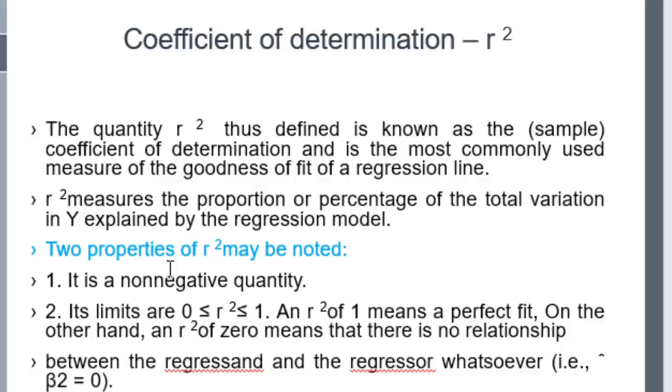Two important properties of R square are: it is a non-negative quantity, and it lies between 0 and 1. 0 means no correlation, that is, there is no relationship between the regressand and the regressor. If beta 2 equal to 0, then R square equal to 0. If it equals 1, there is a perfect fit. These are the two important properties. It is a non-negative quantity and equal to 0 if there is no relationship between the regressand and the regressor, then the R square will be 0, that is, beta 2 equal to 0.